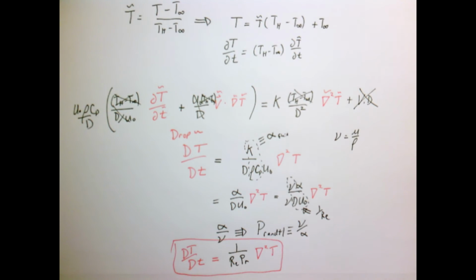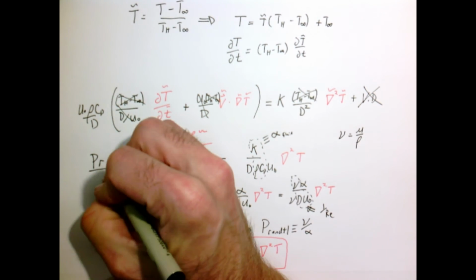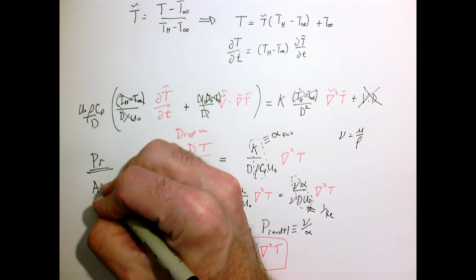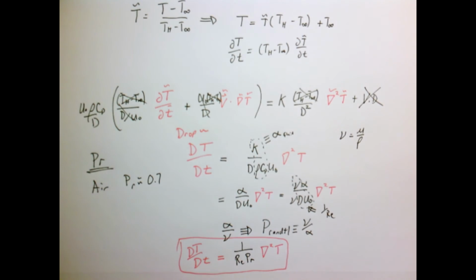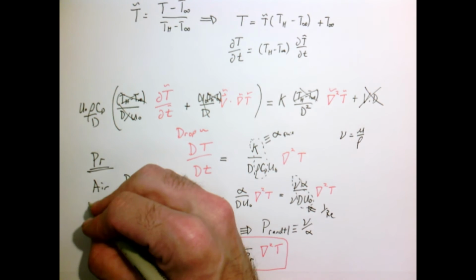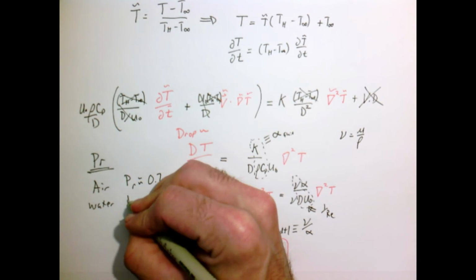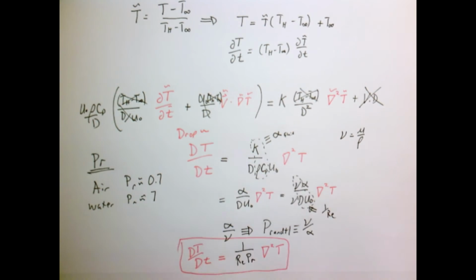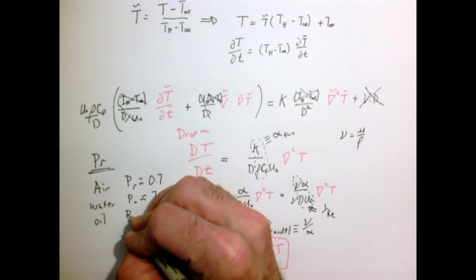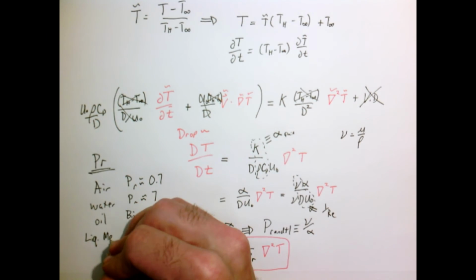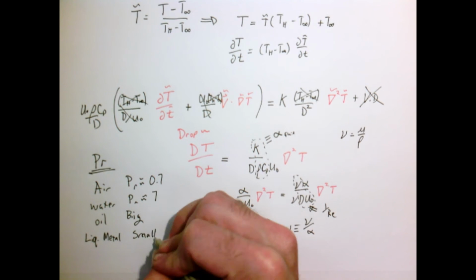So the temperature field depends upon both the Reynolds number and this new dimensionless number, the Prandtl number. The Prandtl number we usually abbreviate as Pr. For a fluid like air, the Prandtl number turns out to be something around 0.7. For water, it turns out to be somewhere around 7, liquid water. For a fluid like oil, it turns out to be a big number. For a fluid like a liquid metal, it turns out to be a small number.